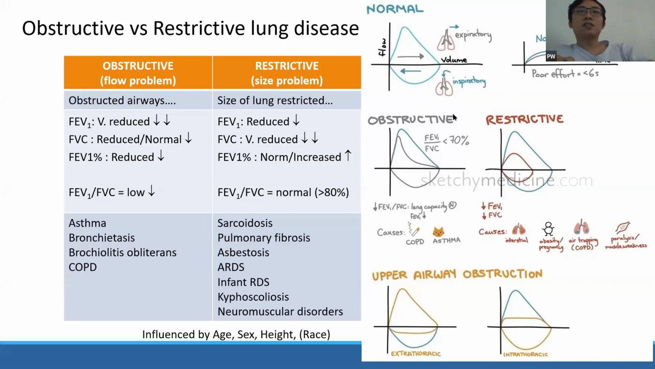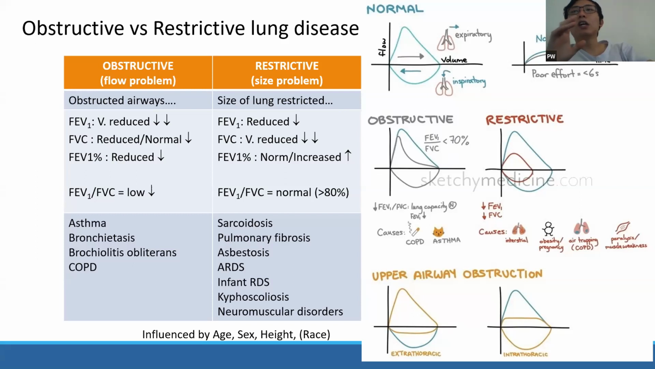Now, the differences that you can see in terms of obstructive and restrictive lung diseases. Our green box is our normal lung function in terms of flow volume loops, and the gray lines are the obstructive lung diseases. What they have here is FEV1 over FVC, which is less than 70%. And what this means is your FEV1, that is how much air you can blow out in 1 second at maximal expiratory capacity.